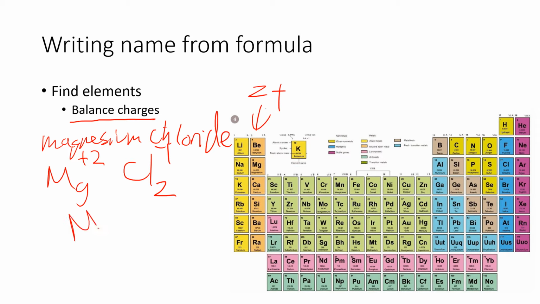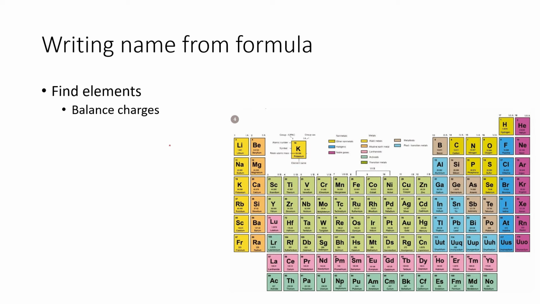So the correct formula would be MgCl2. Okay. Another example we can do: let's say we have sodium. This time we have sodium, and I should write the name. Sodium, and let's say sodium oxide. Okay, so sodium we know is Na and has a +1 charge.